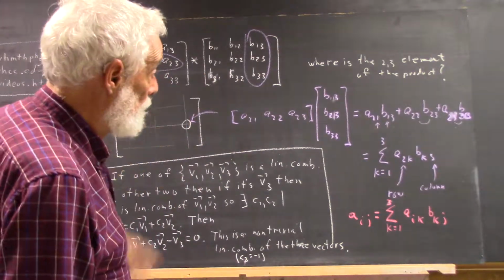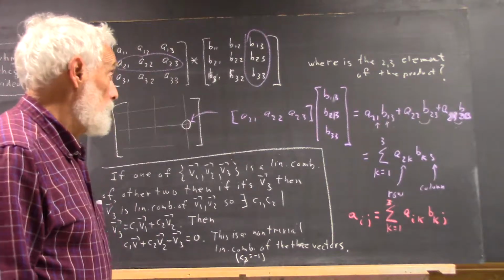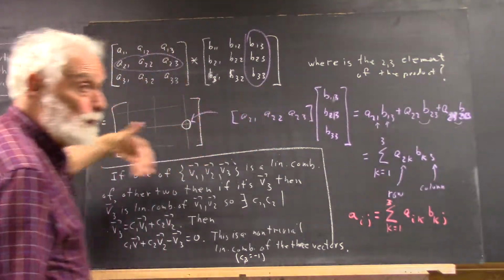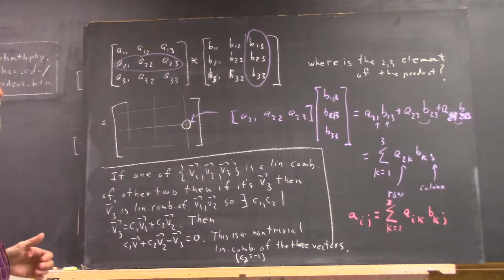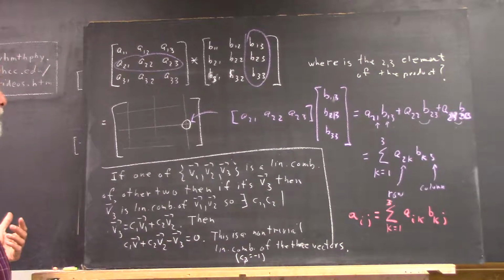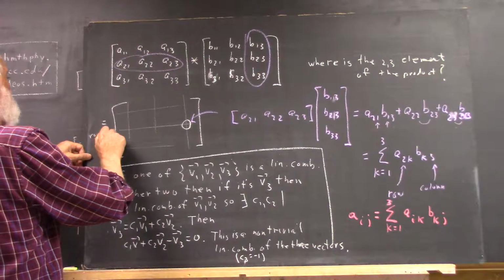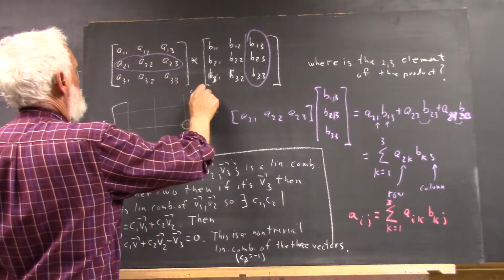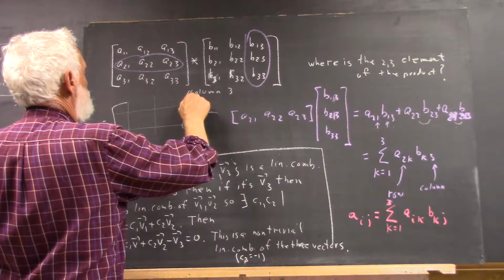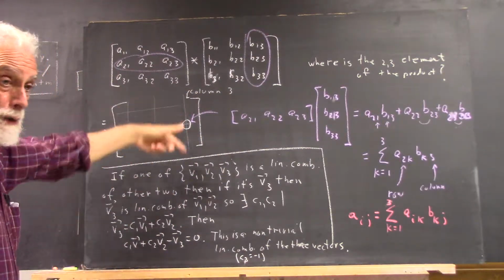Now, people had some trouble with this, although some people wrote it down rather promptly, but a lot of people had trouble with it. Well, you have to think, the 2-3 element, from what we just saw, is the result of, well, it's in row 2, column 3. So, let's see, here's row 2, and here's column 3. Now, how do you get the number in row 2, column 3?